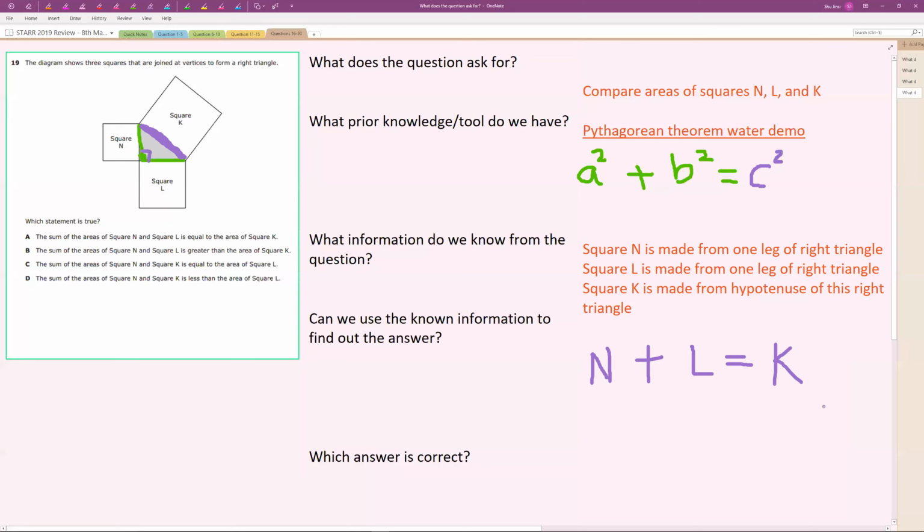Now, we can compare with the options we have. The sum of the areas of N and L should be equal to the area of square K. So A is the right answer. That's the Pythagorean theorem. I hope you all got the correct answers.